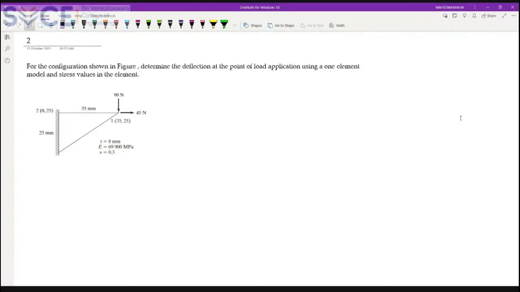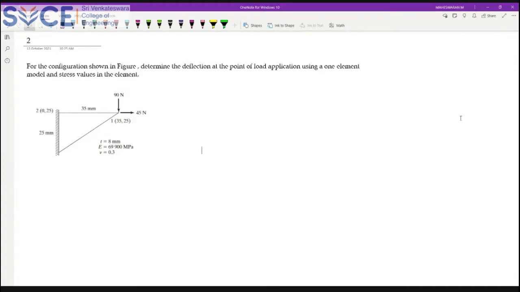Today we will discuss another problem related to that, but here they have not specified what type of problem it is, and other data are missing. So we have to identify what type of problem it is and solve it accordingly.